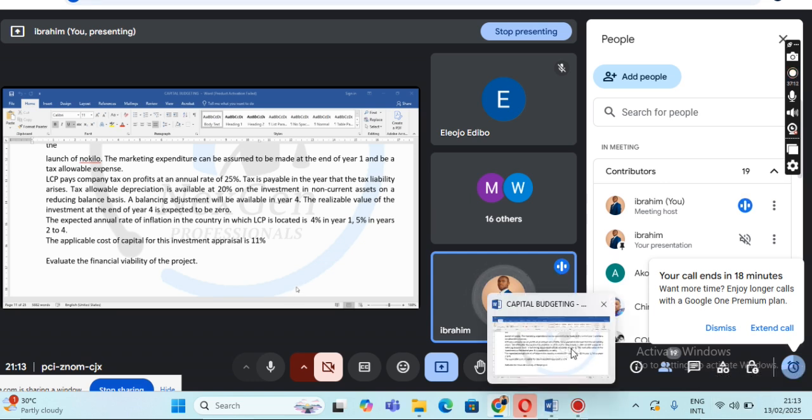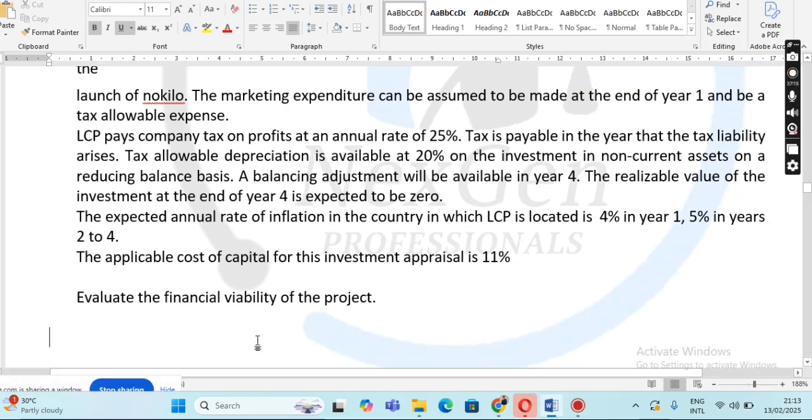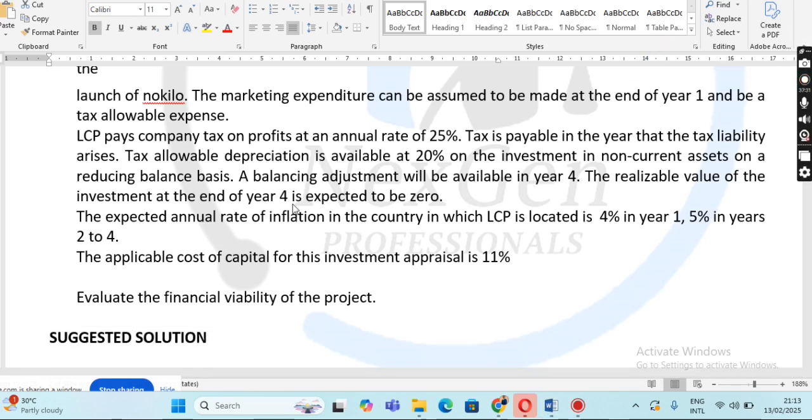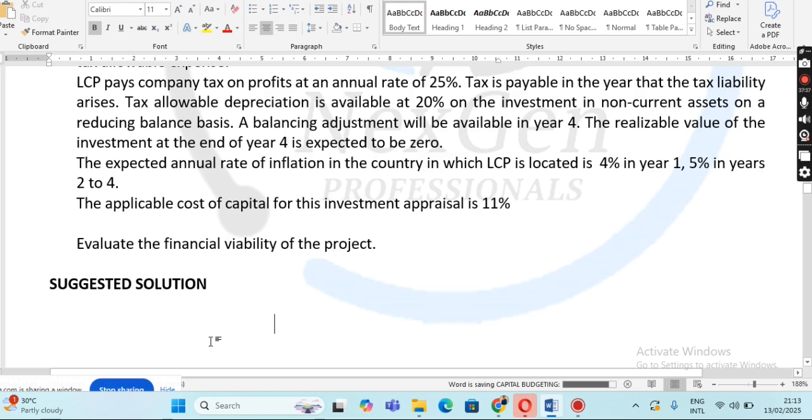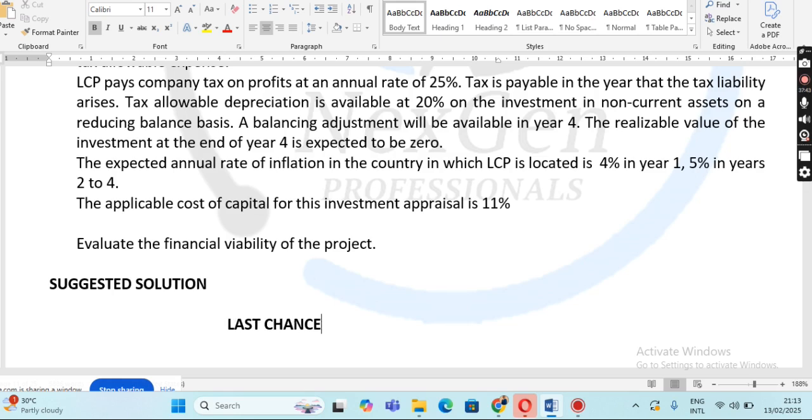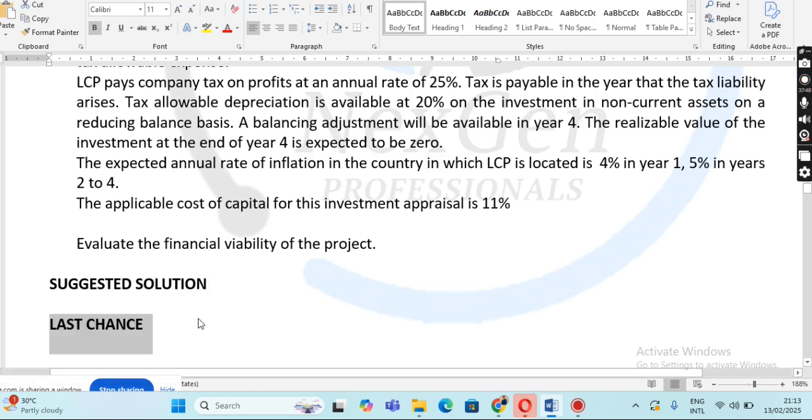Okay. Last chance. Quickly, suggested solution. Please don't forget presentation matters. Suggested solution. Some of you that are smart enough, I know, you would have screenshot this question, in case we did not finish this, you will complete it. Last chance. That is the name of the company, right? Last chance.